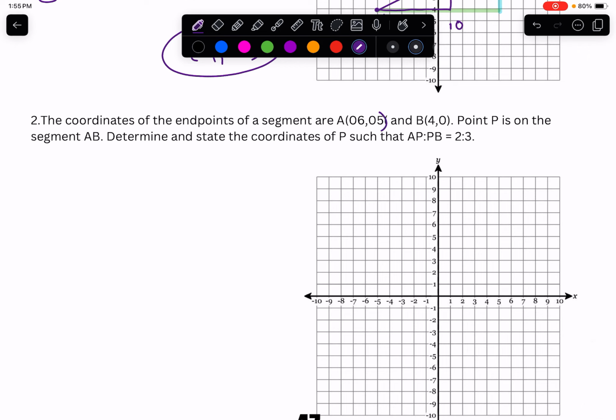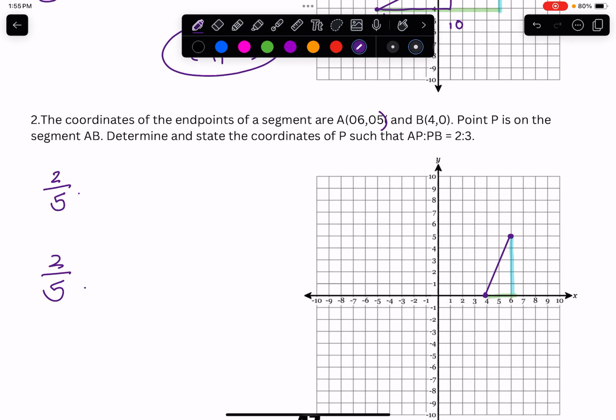So here, we're starting at 6, 5 to 4, 0. Point P is on segment AB, so we want, again, 2 to 3, so that's going to be a 2 over 5 for both the rise and the run. So we have 2, 1, 2, 3, 4, and 5.